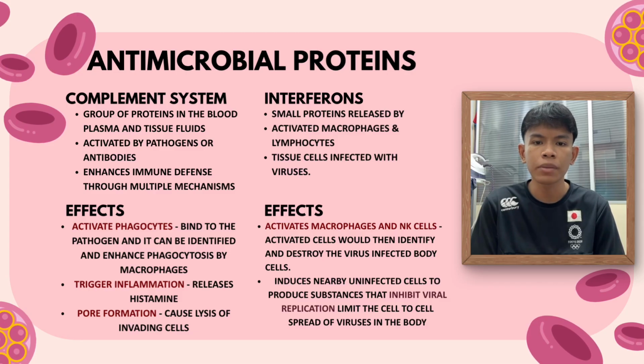The complement system is a group of proteins in the blood that can activate phagocytes, trigger the release of histamine to start inflammation, or form pores in invading cells to cause lysis or bursting. Interferons are small proteins released by virus-infected cells. They activate macrophages and NK cells and induce nearby uninfected cells to produce substances that inhibit viral replication.